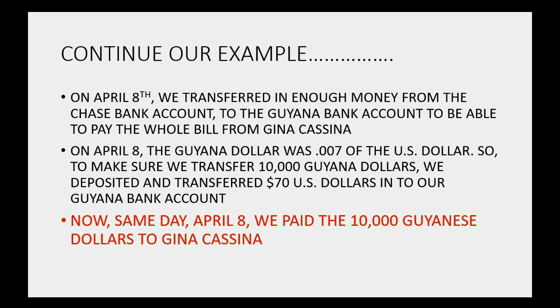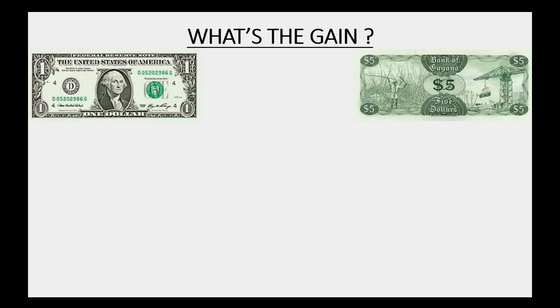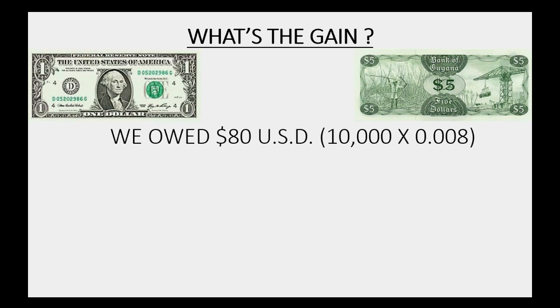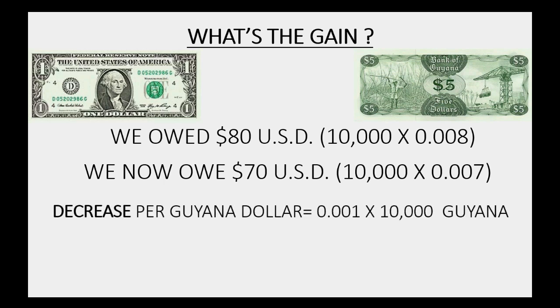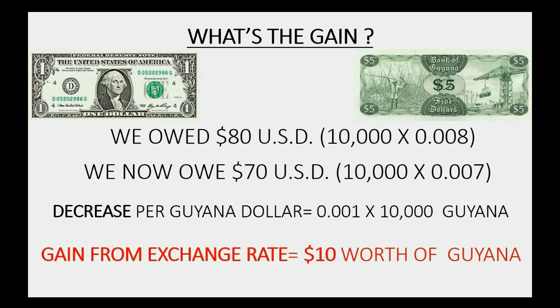So at the moment we pay, on the same day of the transfer, what is the gain? Well, we originally owed 80 US dollars because that was what it was worth when we got the bill. But at the moment we pay, we only owe 70 US dollars because the 10,000 Guyana dollars that we owe are now only worth 70 US dollars. So the decrease per Guyana dollar is 0.001, and that means that when we go to pay this bill, we will have a gain of 10 US dollars because we actually owe $10 less from the moment we owed the money till the moment we paid as a result of the exchange gain.